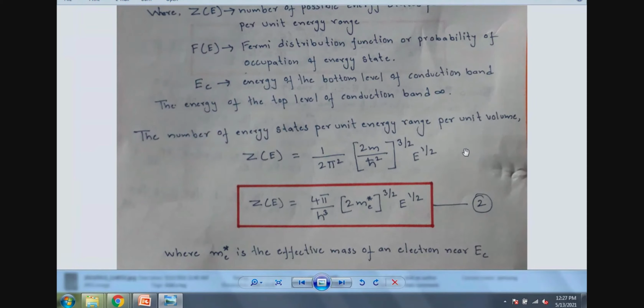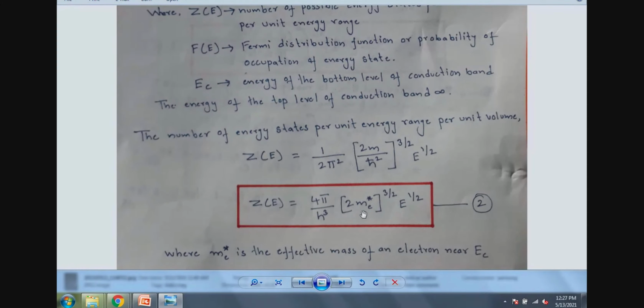Now just rearrange this. Instead of h bar, what is the value of h bar? H bar is nothing but h by 2 pi; we have already solved this in quantum mechanics. You substitute in this, and finally you get 4 pi by h cube into 2 m e asterisk to the power of 3 by 2 into E to the power of 1 by 2. You make it equation 2.